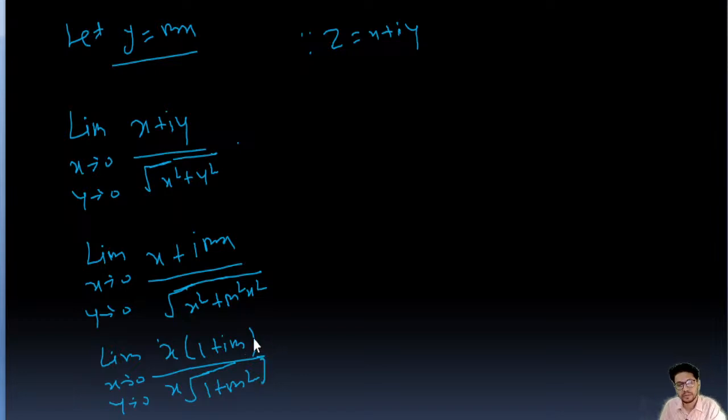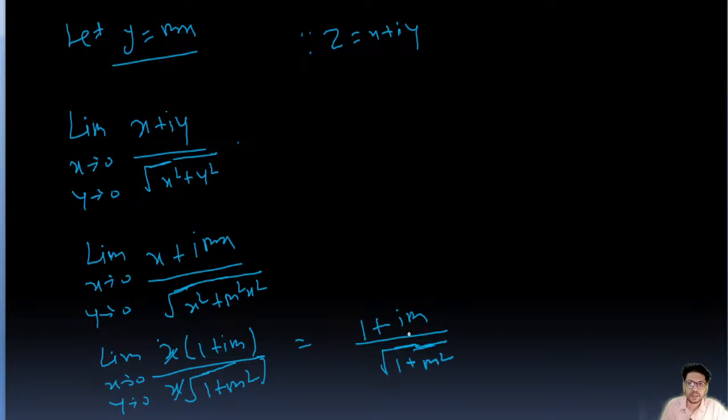Okay, 1 plus m square. So here you can see, x will get cancelled, and then we'll put the value at x equal to 0, y equal to 0. So y equal to mx, right? So this is going to be 1 plus im upon root 1 plus m square. We put x and y as 0, so there is no term of x and y now. So this stays as it is.